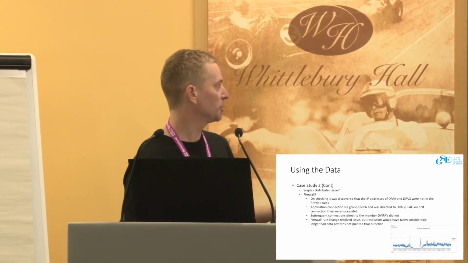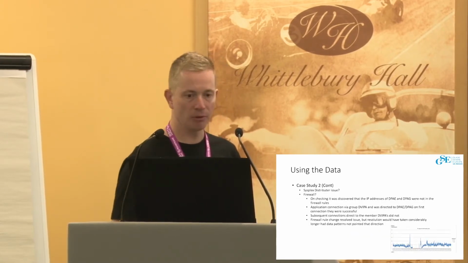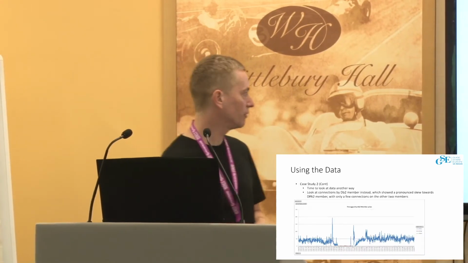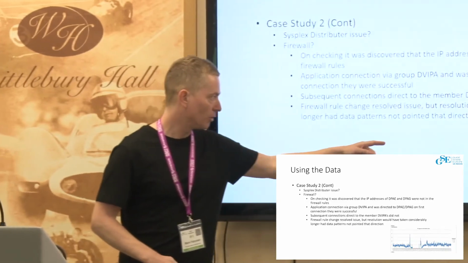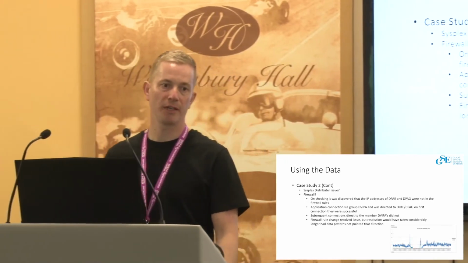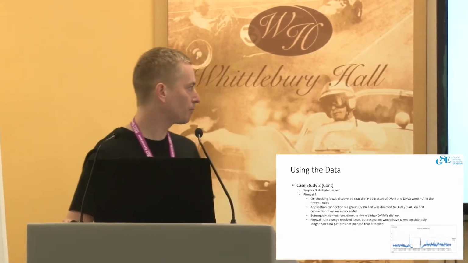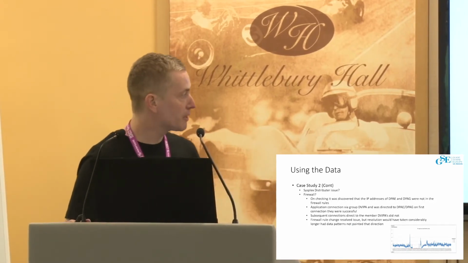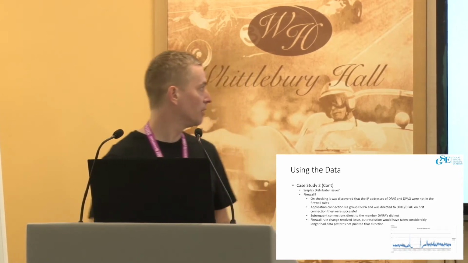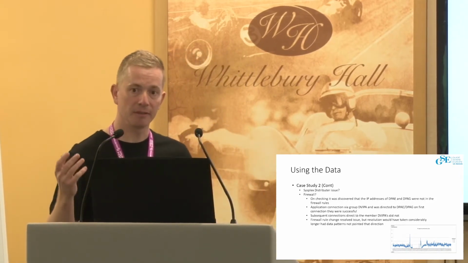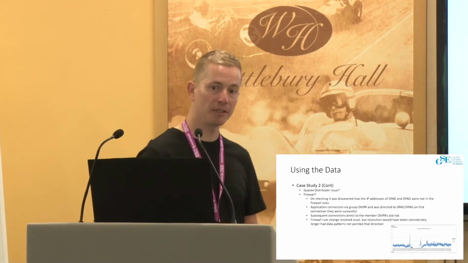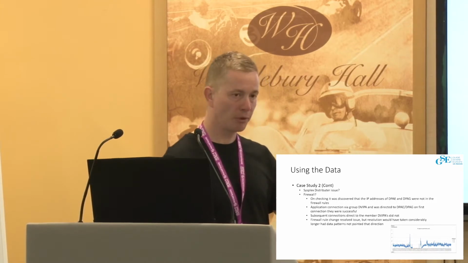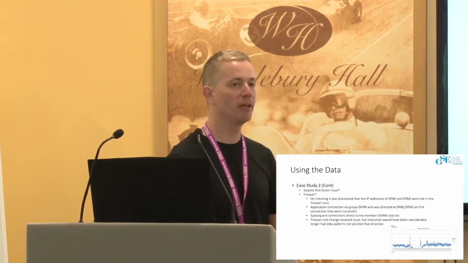Why is that? Is it a sysplex distributor issue, or is it a firewall problem? Lo and behold, it turns out that the IP addresses of these 2 members were not in the firewall rules for that application. The reason we are seeing some transactions come through is because when a transaction comes in, it comes into the group DVIPA, which is in the firewall rule, and then it gets routed to one of those 2 members that weren't in the firewall rules.